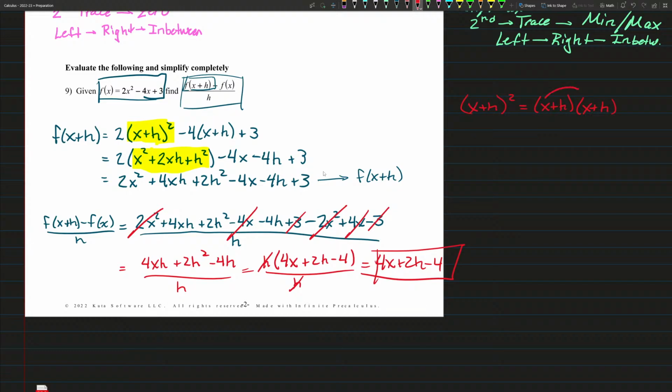Okay. So x times x, that's equal to x squared. X times h, that's just xh. H times x, that's also xh. And h times h, that's h squared. So then we have x squared, we have 2xh, and then we have h squared. So that's where that comes from.